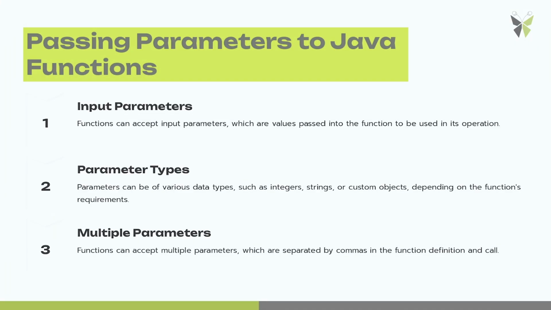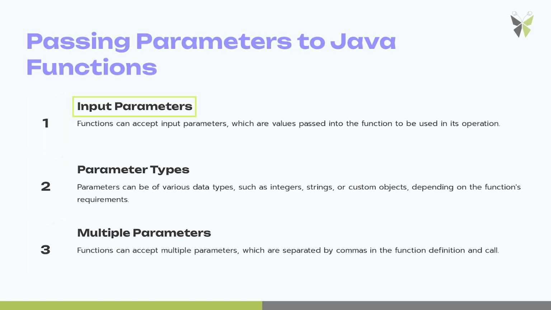So, passing the parameters to a Java program. You have the input parameters. A function can accept input parameters, which are the values passed into the function to be used in its operation. Every parameter which you are going to declare needs to have a type. Parameters can be of various data types, such as integers, strings and custom objects also.